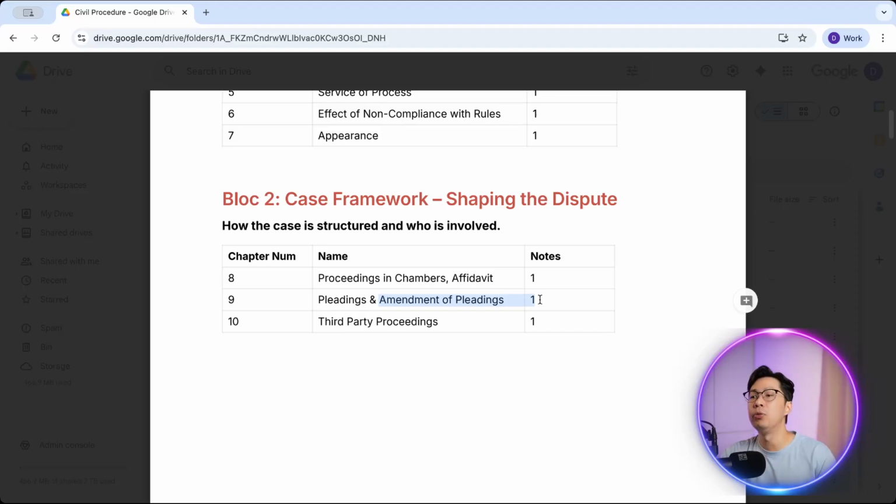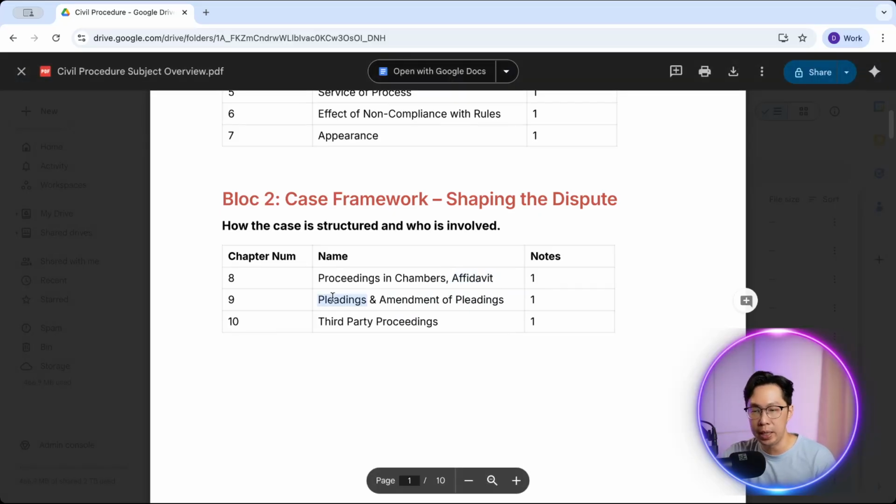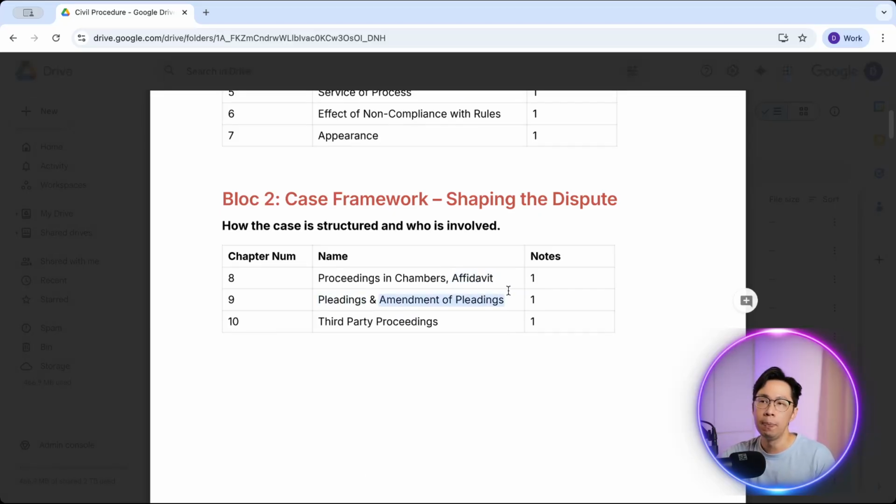Because I'm sure that you keep doing it, all right? You keep looking at it, and it will come naturally to you. Affidavit Order 41, Pleading Order 18, Amendment of Pleadings Order 20. So you don't have to particularly go and purposely memorize it. It will come naturally to you.